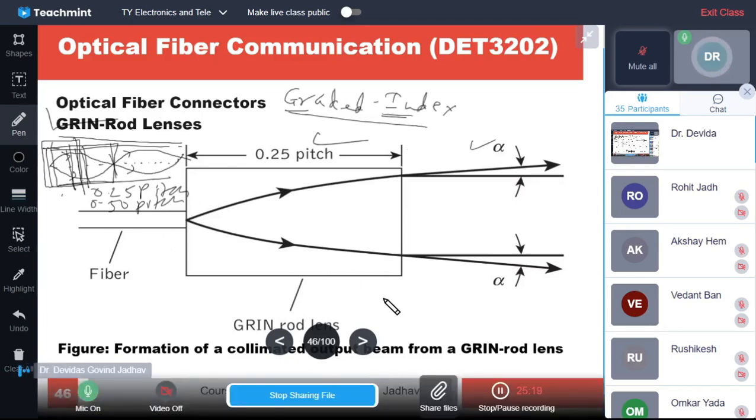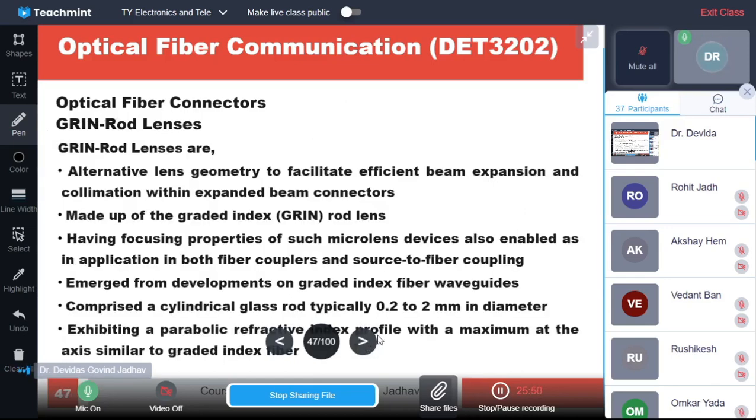So this is the operating principle of GRIN rod lenses. Formation of the collimated output beam is shown. Similarly, from the collimated output beam, if one more lens is placed in front of that, it can be refocused again. If after this collimating lens one more lens of 0.25 is placed, then that lens will again refocus the beam. This is the reverse process.